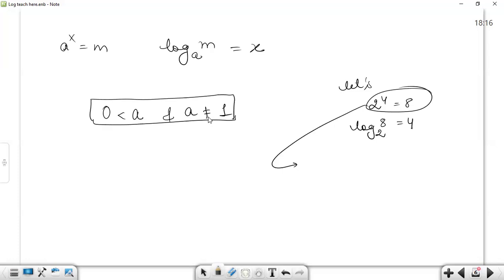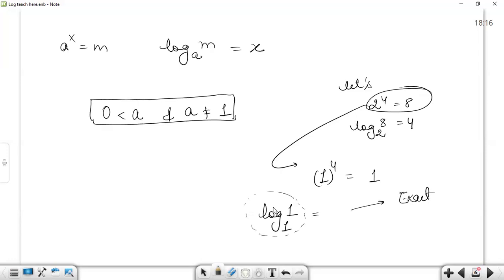Now, why should a not be 1? If we take 1 raised to power 4, it will still come out as 1. No matter what, how can we represent this? Logarithm of 1 to the base 1. What should the answer be? Hypothetically, if we were to write the logarithm function to the base 1 also, then we will not be able to find its exact value.